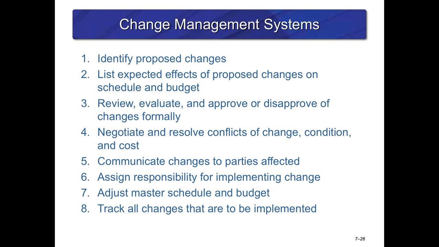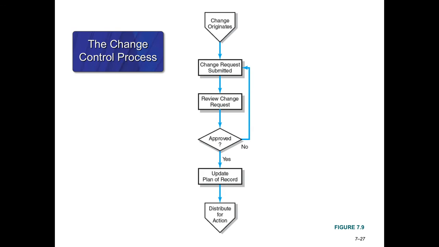First thing you do is you identify the proposed changes. Then you look through and you say, okay, what are the effects? How do we evaluate it? How do we communicate that to others? Who's going to be responsible? So on and so forth. This slide here is kind of what I want you to look at. When you have a change process or a change control process in place, it looks like a flow chart. And this flow chart allows you to go from one event to the next, okay?